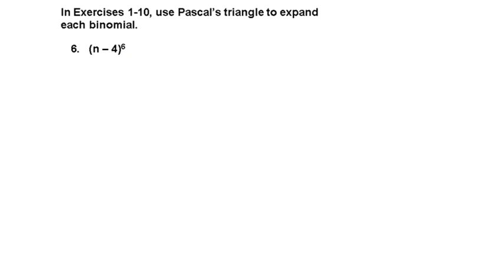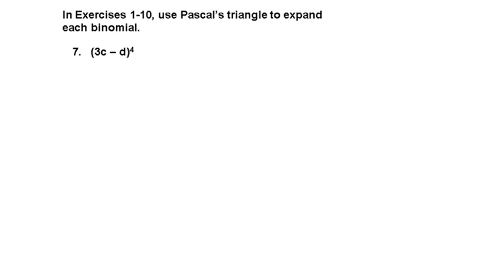Next, let's go on to problem 7. I hope it's not going to be as extensive, and it isn't, because it's only 4 terms. So what we're going to have is some coefficient, and we know that's going to be 1, and we're going to have 3c, let's put an equal sign here, 3c to the fourth power times negative d to the 0 power. Okay, then we're going to have plus some coefficient.